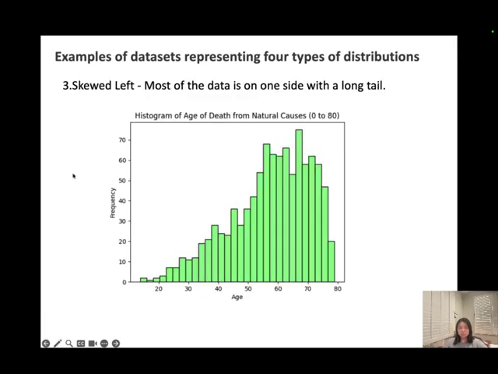Number 3, skew to the left means the left tail is longer. Okay, example will be the histogram of age at death from natural causes. So you can look at the age, this is about from 10 years old to 80 years old. And most people die at an older age, not a young age. So you could see more data will be on this side. Okay, so we do have the distribution skewed to the left.